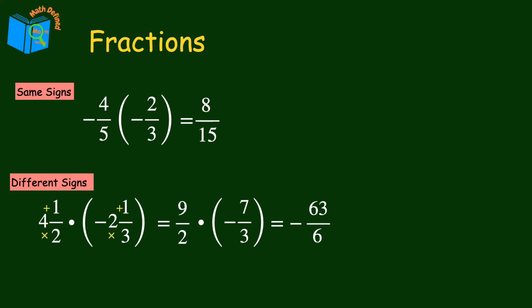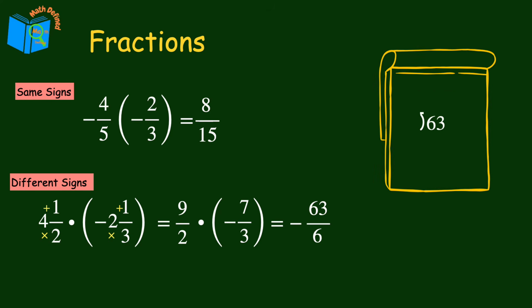The last step is to simplify this improper fraction by dividing 63 by 6. 6 divides into 6 one time, leaving a 0 remainder, and we'll need to bring down the 3 from the dividend. Continuing with the division process, 6 divides into 3 0 times, leaving a remainder of 3, or 3/6. So the improper fraction, negative 63/6, simplifies to negative 10 3/6.